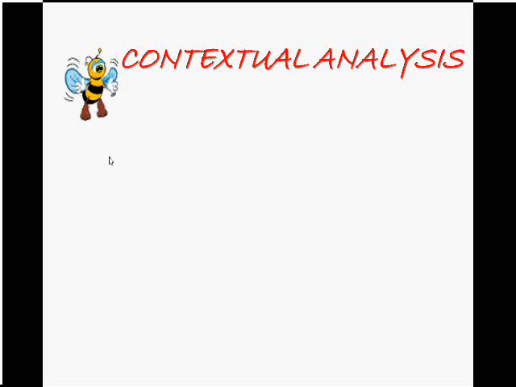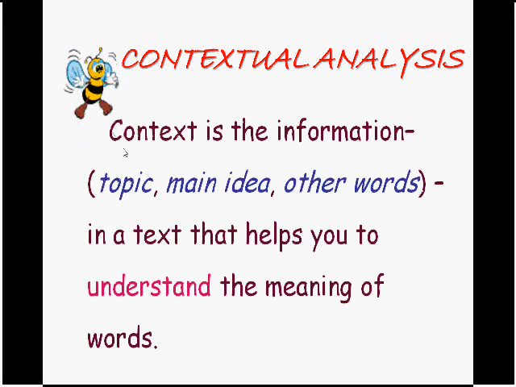So now I think when we finished morphemic analysis, you understood that morphemic analysis is something you do every day. You just look at the prefixes and the suffixes of the words. Now we move to another strategy, which is contextual analysis, which is, I think, very important. Context is the information. What kind of information? Topic, main idea, or other words in a text that helps you to understand the meaning of words.